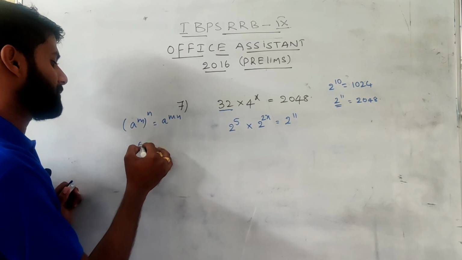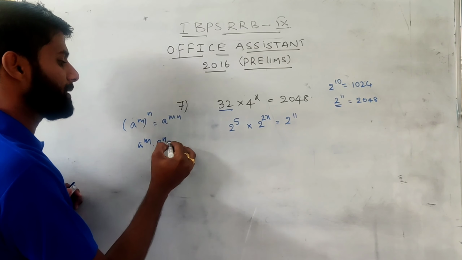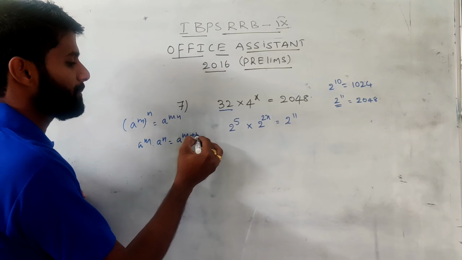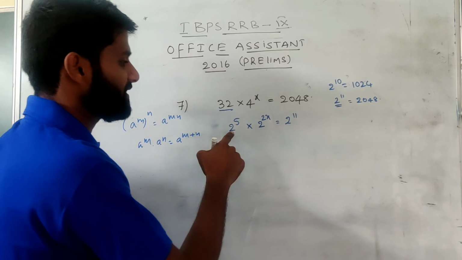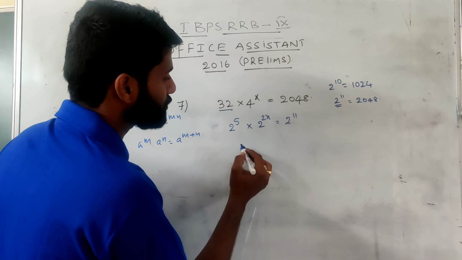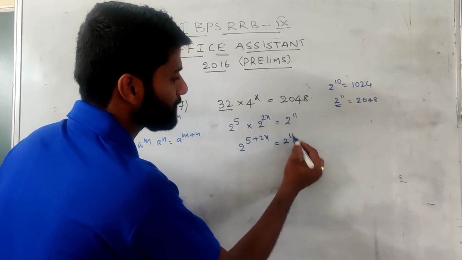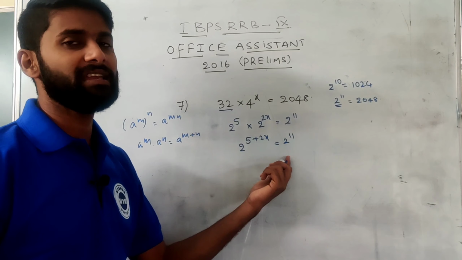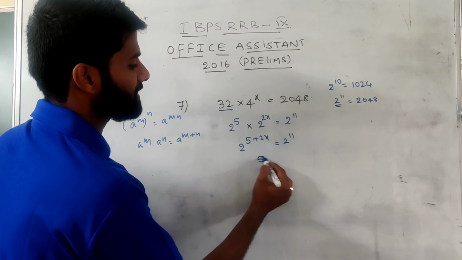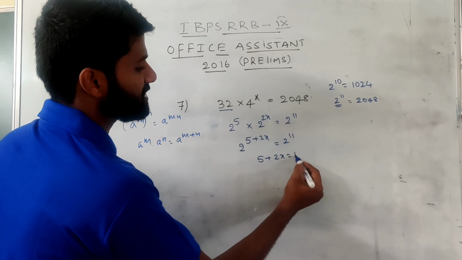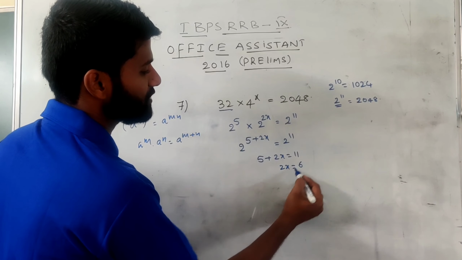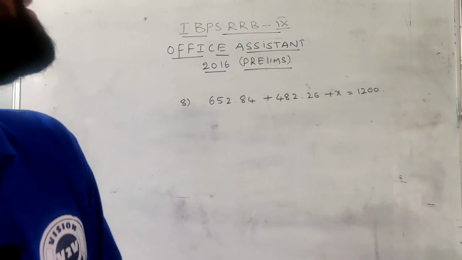Then we have another property. a power m into a power n can be written as a power m plus n. In the same way, 2 power 5 into 2 power 2x becomes 2 power 5 plus 2x, exactly equal to 2 power 11. If bases are equal, then equate the powers. Equating the powers means 5 plus 2x is equal to 11, then 2x is equal to 6, then x is equal to 3. Okay, see the next one.